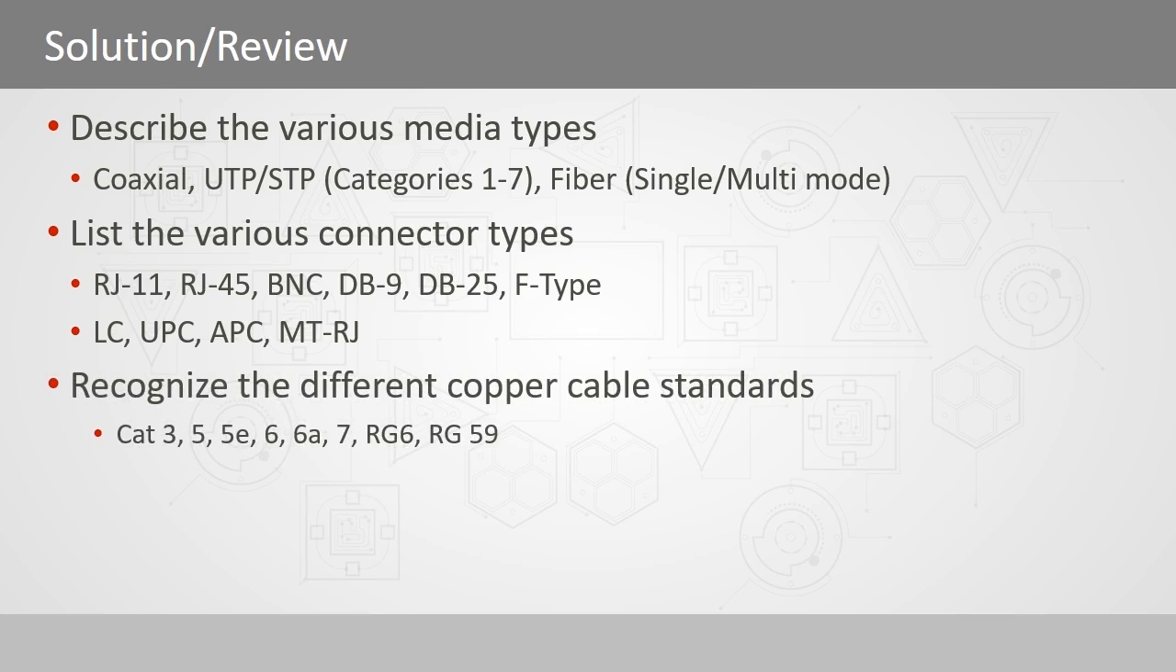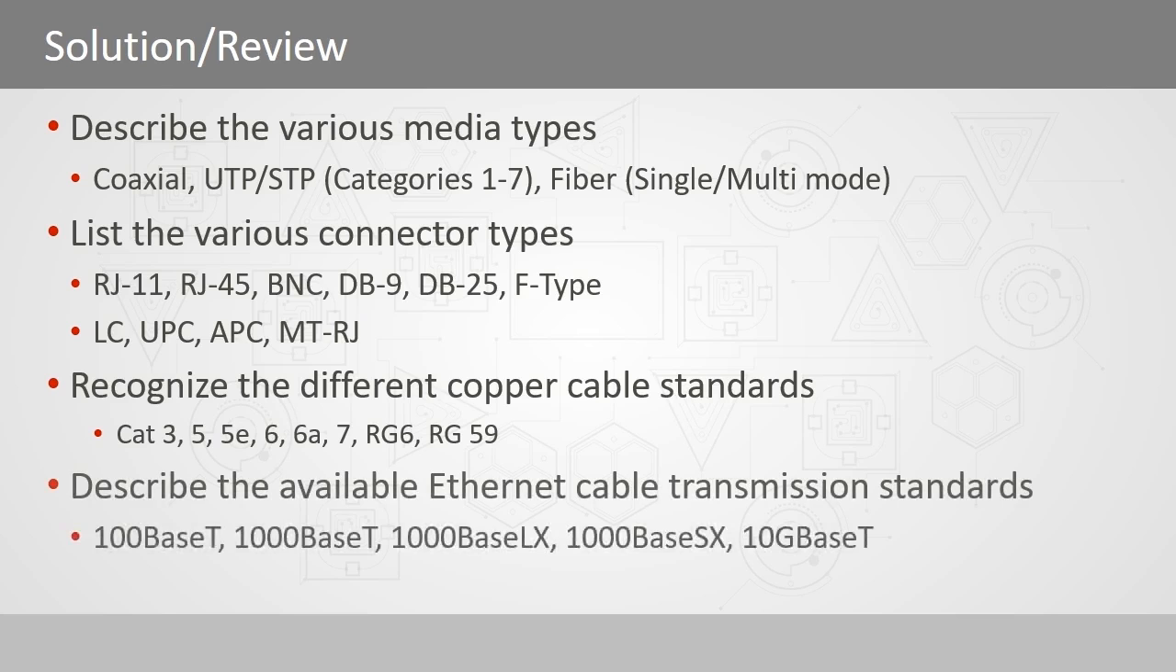Then we asked to recognize the different copper cable standards, and these are the various categories we discussed, typically starting at category 3, because below that we're generally dealing with phone connections. So 3, 5, 5E, 6, 6A, and 7 were the twisted pair categories, and each one simply improved upon the speed and some of the other characteristics, but most notably the speed. And then RG6 and RG59 were the specifications for coaxial cable, but they really aren't used very much anymore.